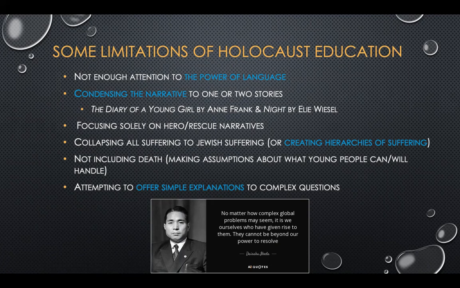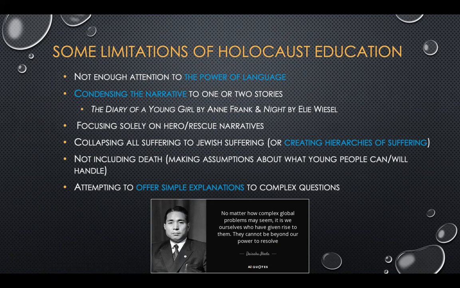Right now, there is a lot of condensing Holocaust education into one or two stories, and these do tend to be The Diary of a Young Girl by Anne Frank and Night by Elie Wiesel. They are most often used, and they're both very useful books for education and just being a human and understanding, but they're also limited in their perspectives.